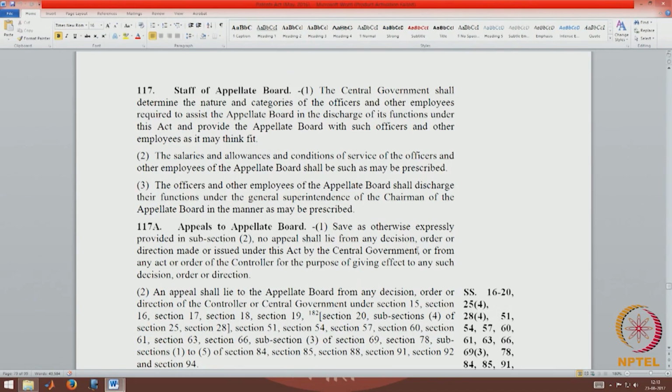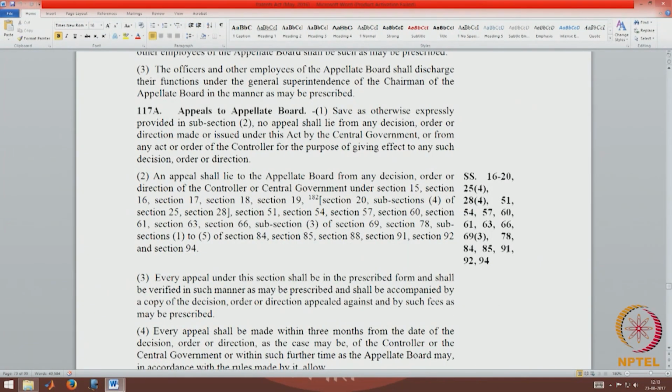Now, section 117A lists some of the appeals that can be filed before the appellate board. The appeals are with regard to particular matters, and 117A tells us that no appeal shall lie from any decision made under this act by the controller or by the central government, or by the order of the controller for the purpose of giving effect to any decision, order or direction, otherwise than as expressly provided. So, there can be an appeal only on matters that are expressly provided.